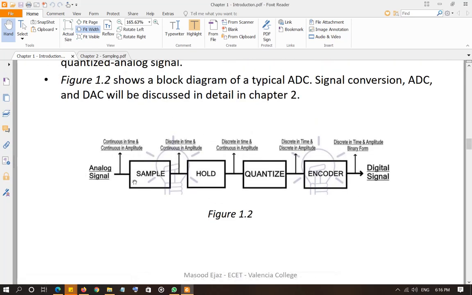Analog signal comes in, the ADC samples the signal and holds the signal. So it holds the sampled point until the next point arrives. In the meantime, it converts it, quantizes it, assigns the digital value to it. So that's called a sample and hold circuit. And then the quantization happens, it encodes, and the output voltage goes out.